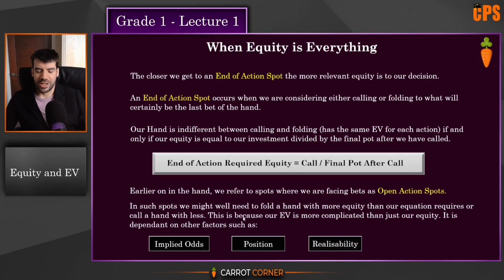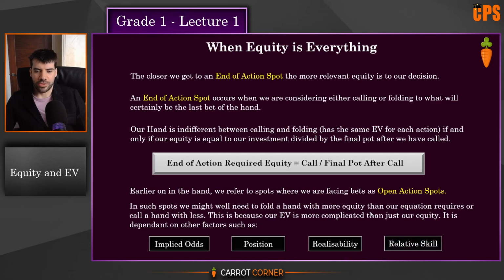Realizability, as we've seen, you're less likely to face as much aggression when you're in position. Your opponent has less control over that in different action sequences. And not only that, but your hand will be able to call more bets because it will have higher EV on the next street. This increases realizability and therefore increases EV above and beyond what equity might be on average or might be out of position.